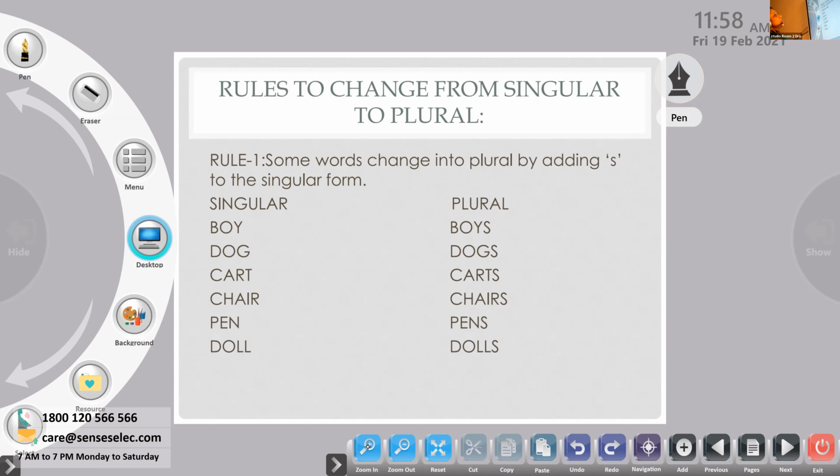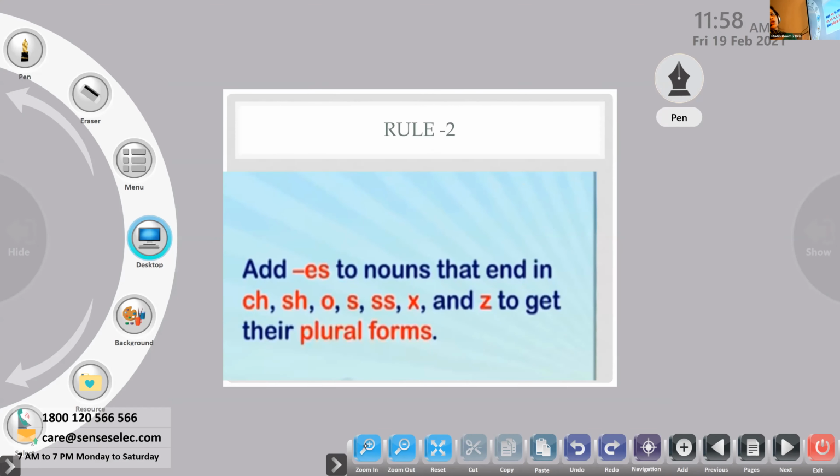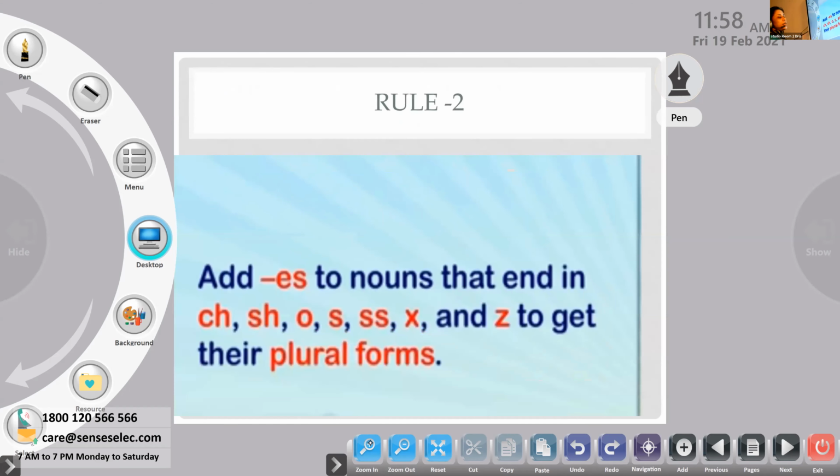Is the first rule clear to all of you? This first rule is applicable for most of the words, but for some words this rule is not applicable. The second rule is that we have to follow certain rules to change the singular into plural form. There are certain words that end with ch.